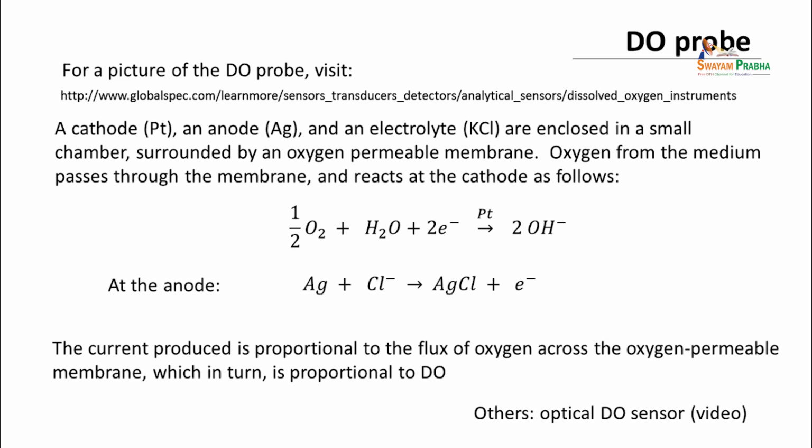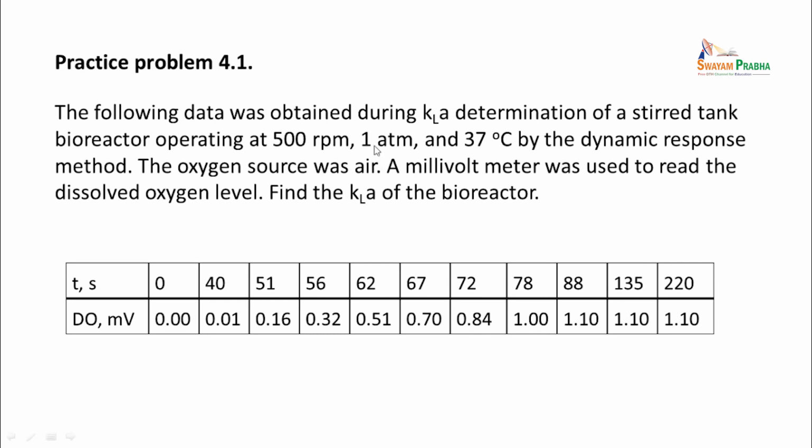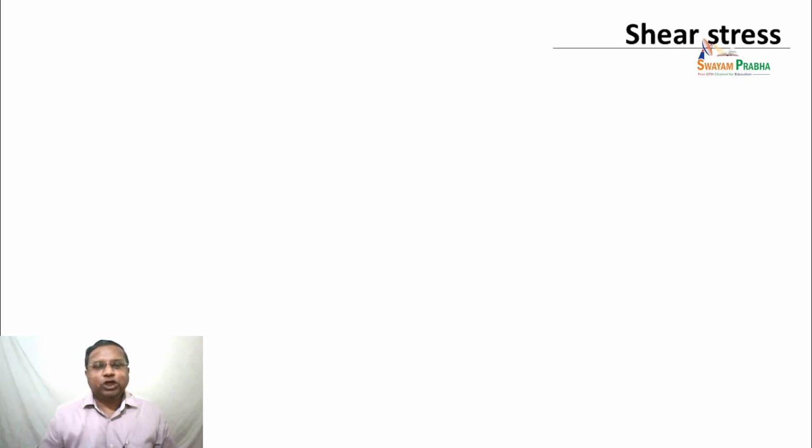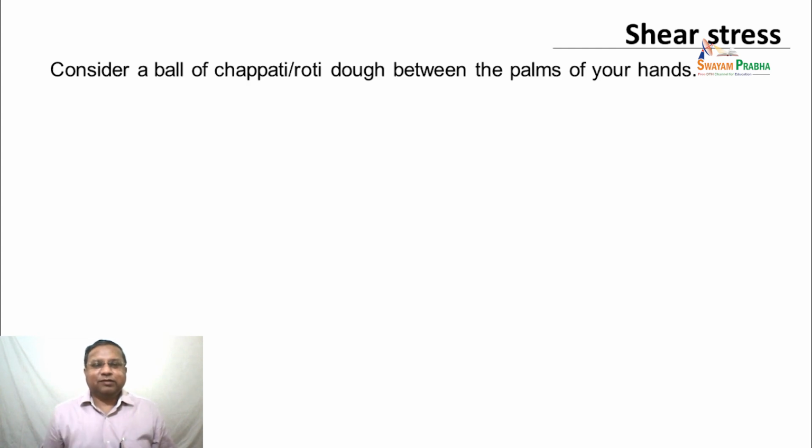Then let us move forward. I think we had looked at this practice problem 4.1 and solution and so on. We will move forward from here. When we talked about agitation and aeration, we had said that both affect DO as well as they cause shear stress in cells. What exactly is shear stress? If you have done a course on fluid mechanics, you would already know, but that doesn't matter. Depending on your background, you may or may not have done it.